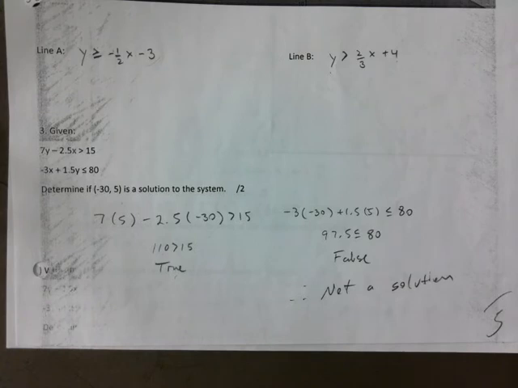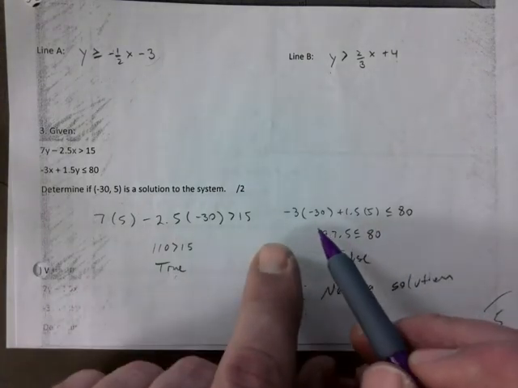See, I just made a mistake, didn't I? Because 97 is not smaller than 80. So I made a mistake there somehow. Wait, let me check.